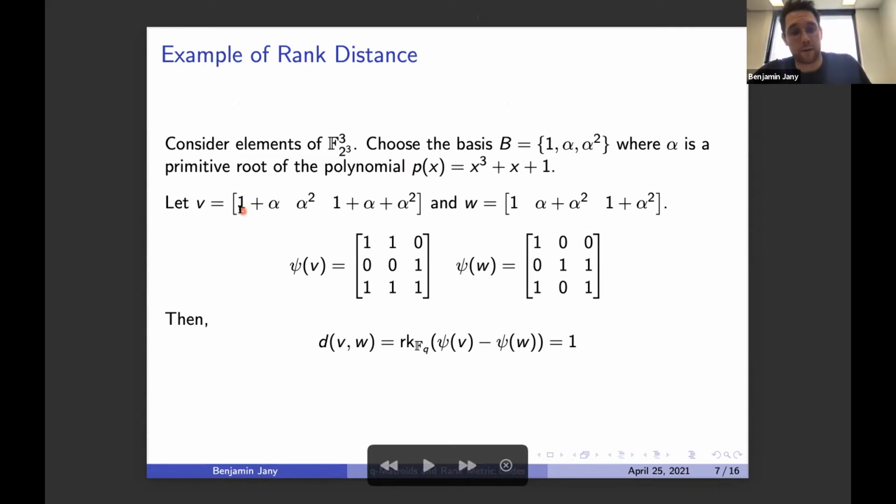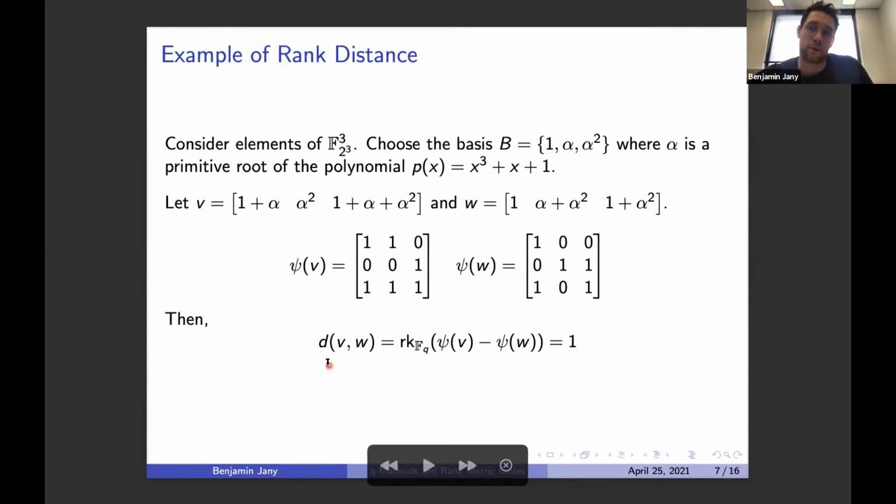The coordinate matrix of V with respect to this basis B will just be 1, 1, 0 for this first entry, 1 plus alpha. Then the second row will be 0, 0, 1 for this entry alpha squared, and 1, 1, 1 for alpha, 1 plus alpha squared, okay? One can check that the coordinate matrix of W will be given by this.